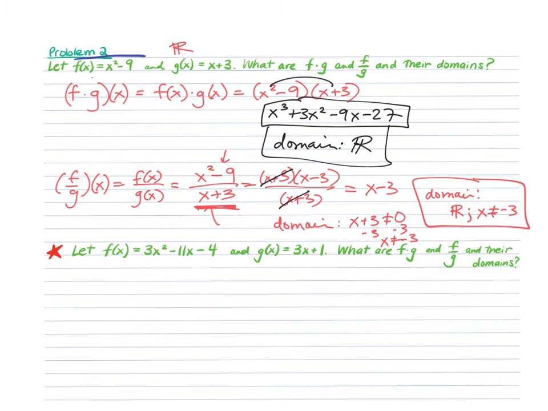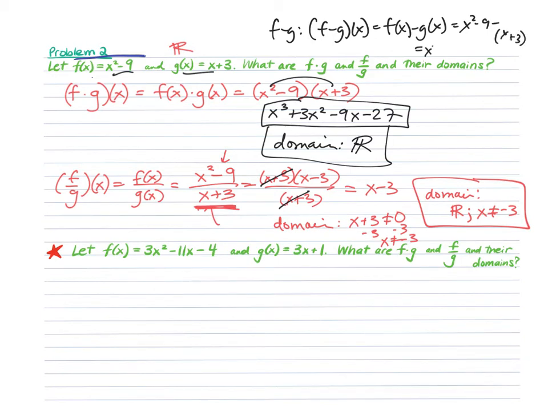And let me just, because I didn't do it in problem 1, f minus g is notated f minus g of x, and that's just going to be f of x minus g of x. So with this one, we would do x squared minus 9 minus x plus 3. So this would become x squared minus 9 minus x minus 3. And then we would combine these to get x squared minus x minus 12. There's no dividing and no square rooting, so the domain is still all real numbers.